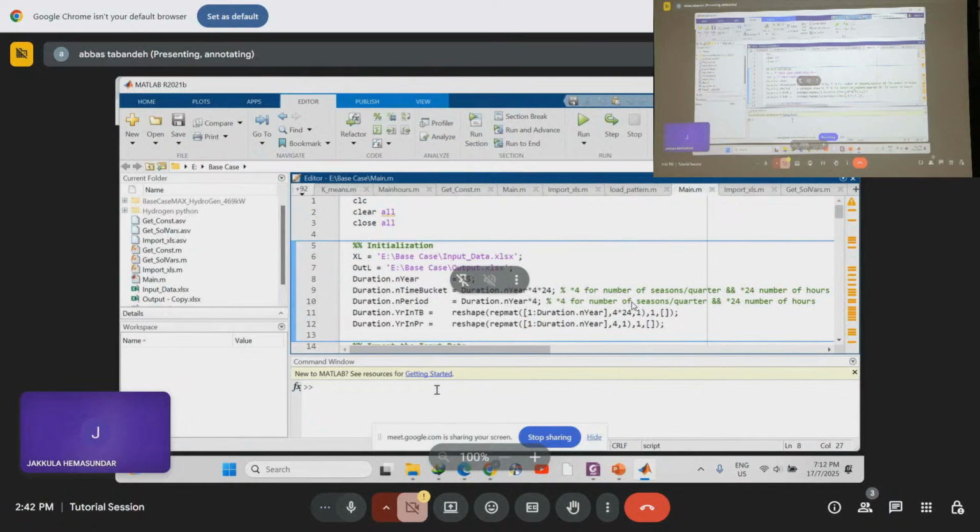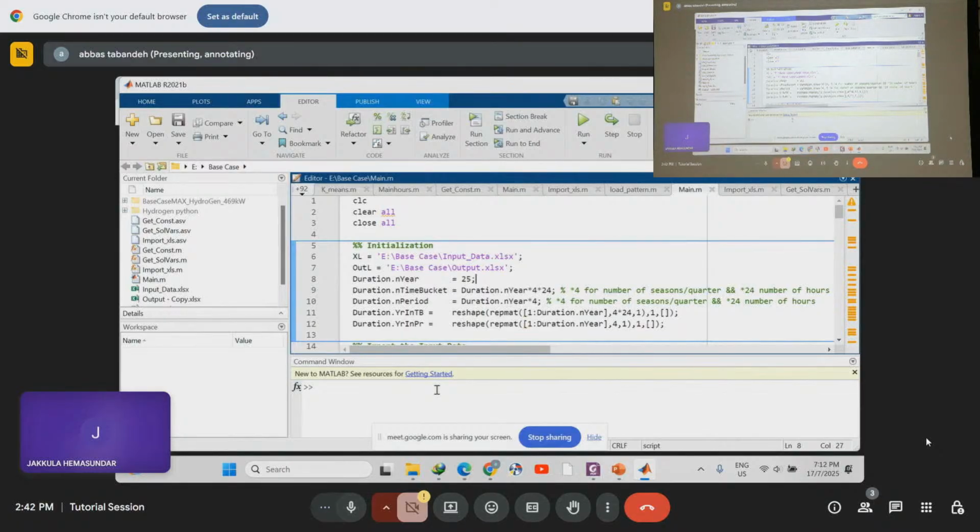Therefore, in order to develop the model, because we want to optimize and minimize the total planning costs, incorporating the capital costs and operational costs of the system, we need to develop an optimization problem. If we want to do coding in MATLAB, we need the YALMIP solver.